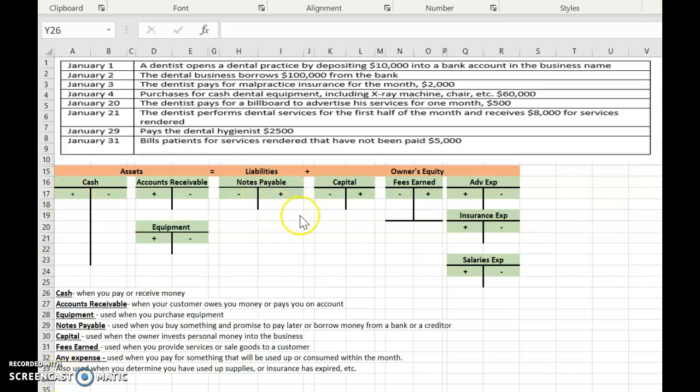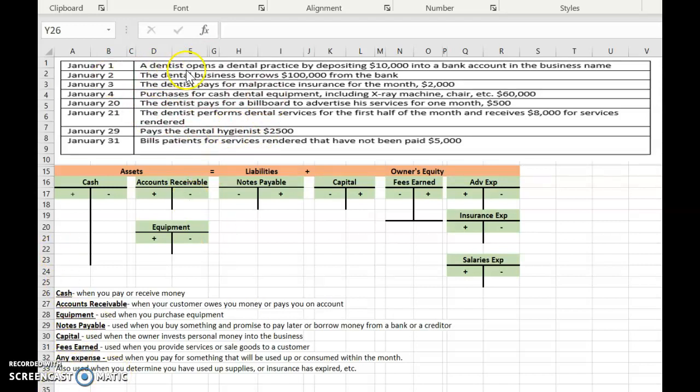You can see that we increase liabilities on their right side, capital on their right side, fees earned on their right side, and expenses on their left side. So having this in front of us helps it to make more sense. And I've also made a list of what we're going to be using our accounts for. So when we go through this problem, we can double check that we're using the right account.